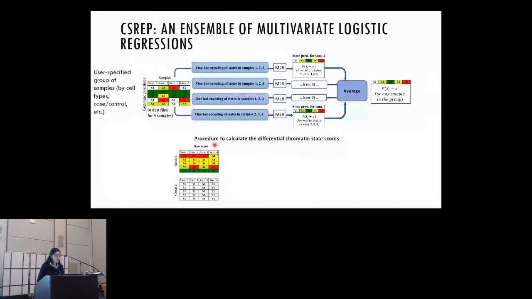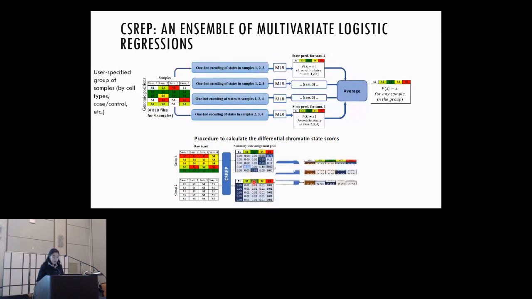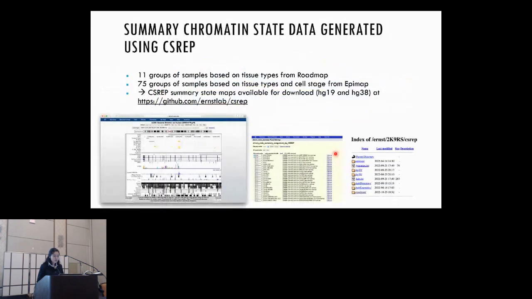To calculate the differential score between two groups of samples, here I'm showing the example input for two groups, group 1 and 2. We pass the data through CS-REP to obtain the summary state assignment probability for each of these groups. We can then just do a simple matrix subtraction to obtain the differential chromatin score, where positive scores, in blue, mean that the group 1 samples are more likely to be in this state at these positions compared to group 2, and vice versa. Using CS-REP, we generated summary chromatin state maps for 11 groups of samples from Roadmap.